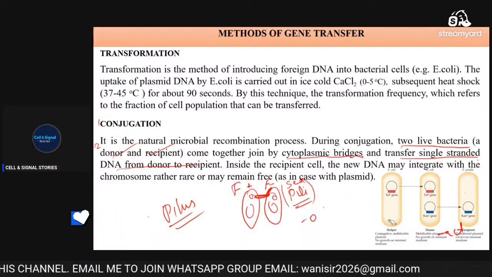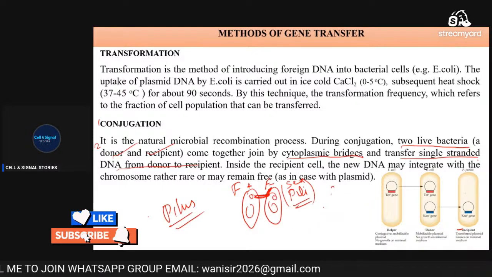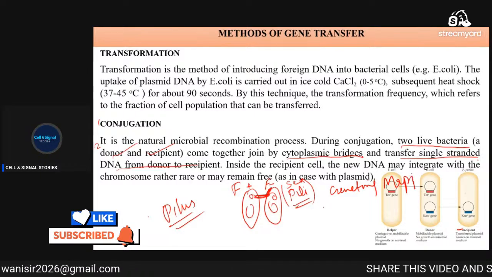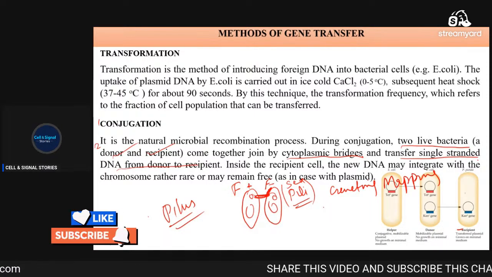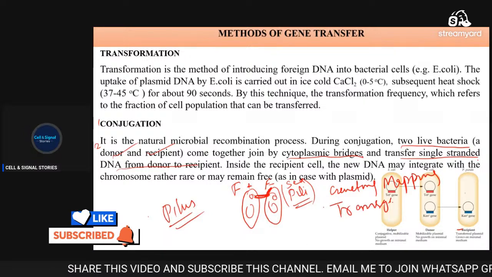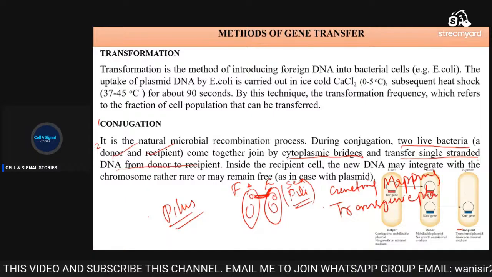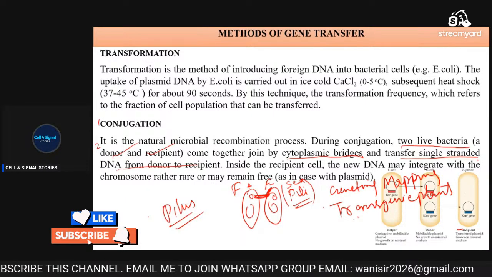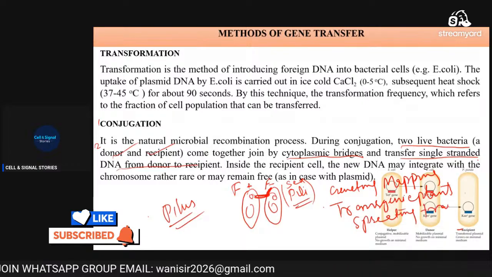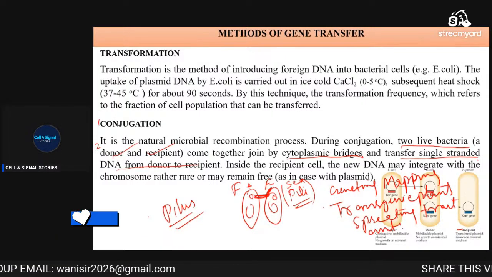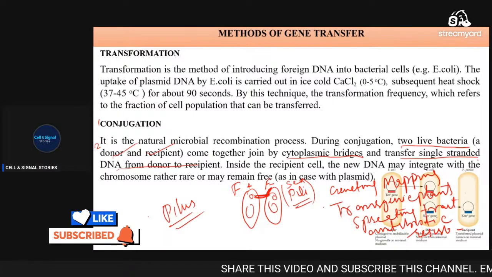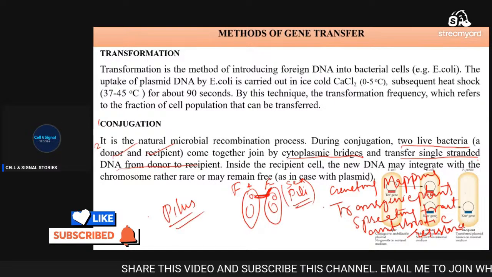The application of this is genetic mapping. Genetic mapping is used to determine the order of genes, transgenic plants, and spreading traits, that is antibiotic resistance. Antibiotic resistance. This is very important.